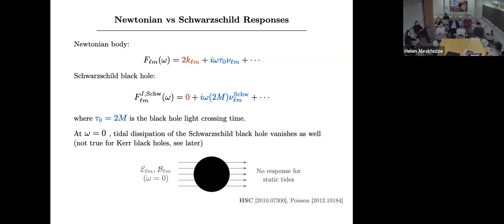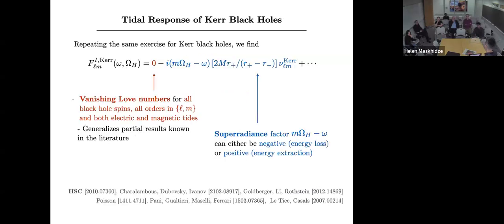at all. This is, of course, very different in the case of a rotating black hole, where we have a new time scale, which is the spin of the black hole. There, even in the strict static limit, the Kerr black hole can still respond.